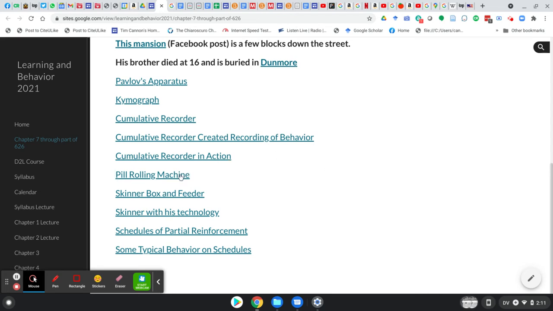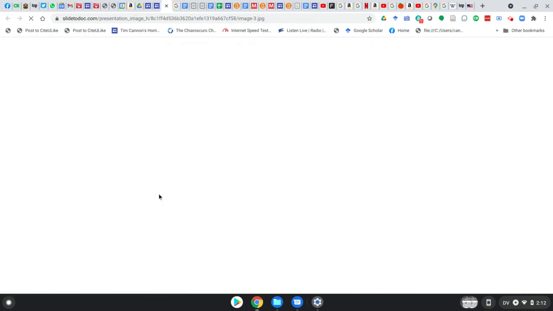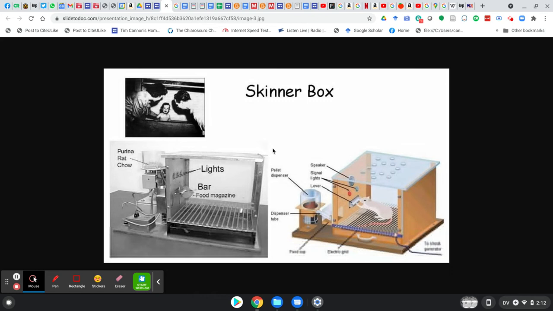Okay, so, pill rolling machine. Nowadays, you can get them from a supplier. Here's a Skinner box and feeder. By the way, there's Skinner and his wife and his daughter, and he invented something called an air crib, which I may show you later in the semester. I really wanted to put my first daughter in an air crib, but my wife was not amused. She turned out quite well, for both my daughter and Skinner's first daughter.